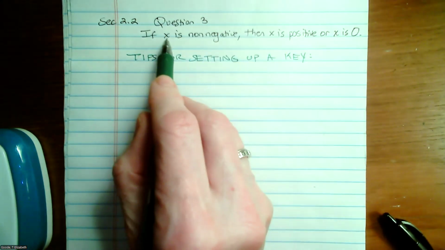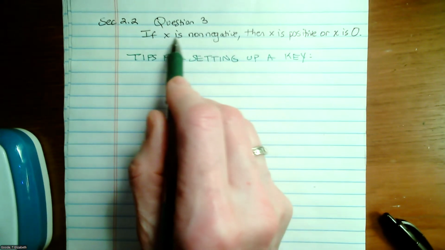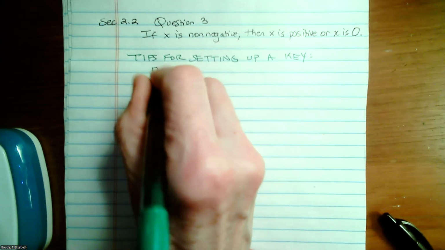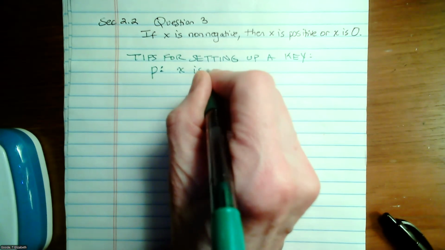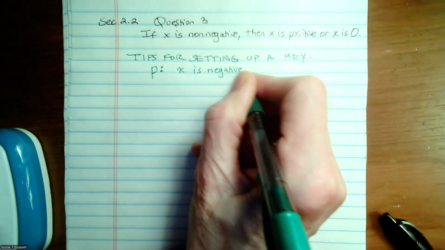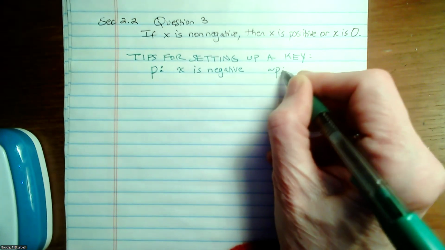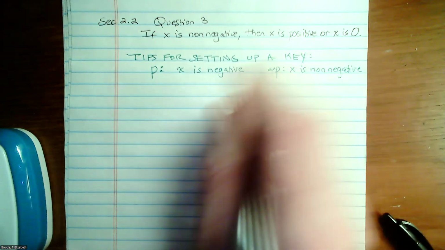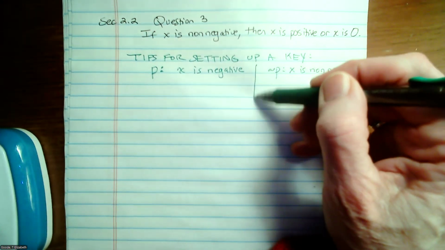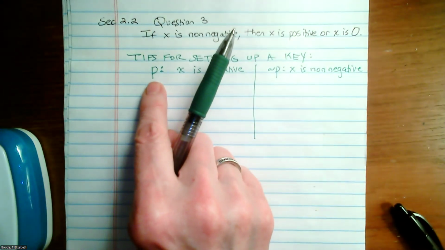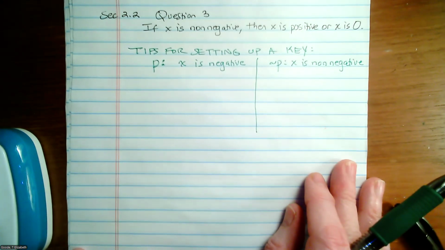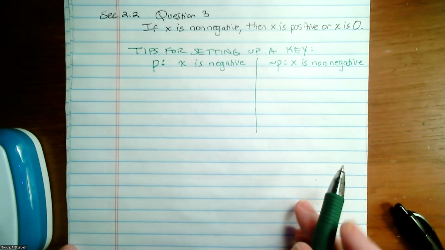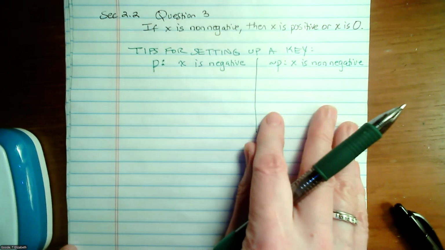But for example, X is non-negative. You could say P is the statement X is non-negative, or you could say that P is the statement that X is negative, and then not P would be the statement X is non-negative. That can be helpful. Which one do you recommend? It's really six of one, half a dozen of the other. I tend to always make my keys in the affirmative, but you don't have to. Any way you slice it, eventually you're going to probably have to negate a negation.